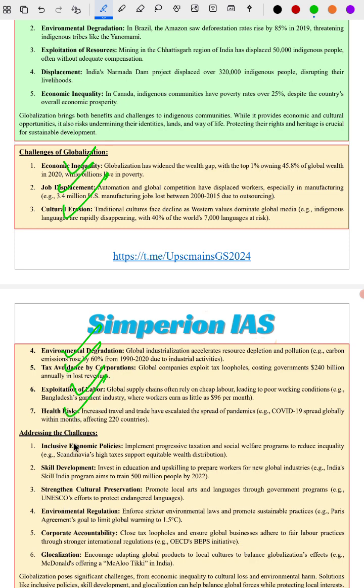How to address this? Because addressing this is a must, and how can we do that? By increasing inclusive economic policies, by skill development, make sure nobody loses opportunity of economic prosperity or better quality of life, strengthening the cultural preservation through UNESCO, etc. Environmental regulation, strict implementation of environmental laws, corporate accountability, and this BEPS, I think there's a concept of OECD, that is base erosion and profit shifting.